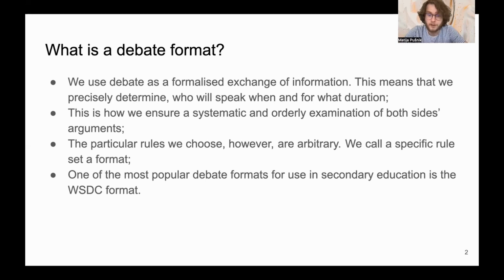One of the most popular debate formats in secondary education is the WSDC format, the World Schools Debating Championship format. It's a format that is used at the international tournament. The World Schools Debating Championship is sort of a World Cup where countries compete, not schools. Each country sends a team, and everything about the format now follows in the lecture.